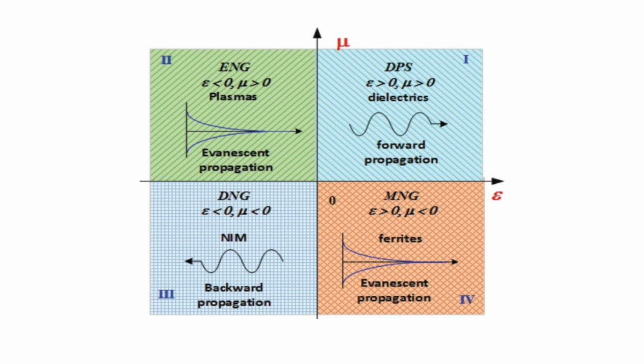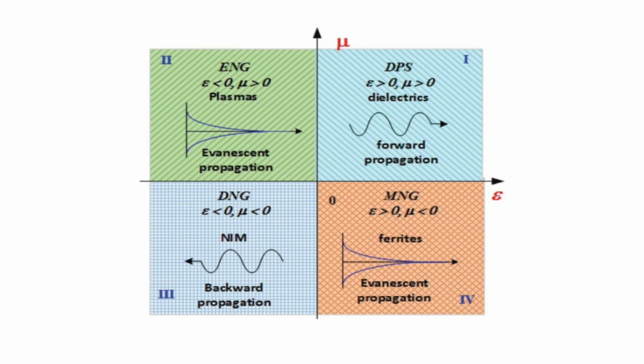First quadrant is showing the DPS material, that is a double positive material. This type of material basically the naturally available material like dielectric, which support the wave propagation in a forward direction. Second quadrant is showing the ENG material, that is a negative permittivity material. This type of material basically shows the evanescent type of propagation, means signal will not propagate in this type of structure, and that can be achieved by using the plasma types of material.